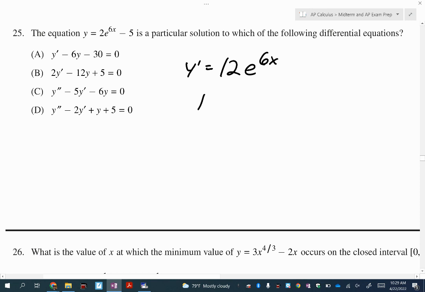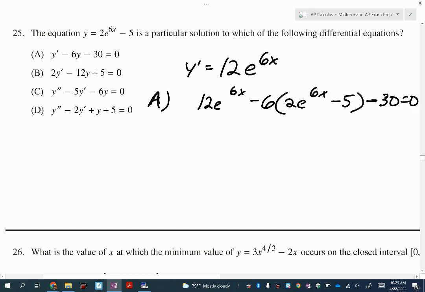So let's see if this works. Please let it work. So this is answer choice A. All right, so we have 12e to the 6x minus 6 times 2e to the 6x minus 5 minus 30. And please let that be 0. Oh, man. This is so live. We got it. It's 0. Gosh, thank you, AP exam. I got that right. Well done.